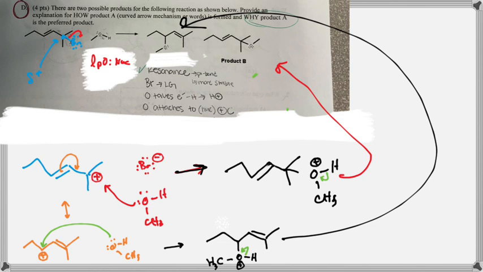Why is product A preferred? So resonance really just addresses the how. Why is product A better than product B?